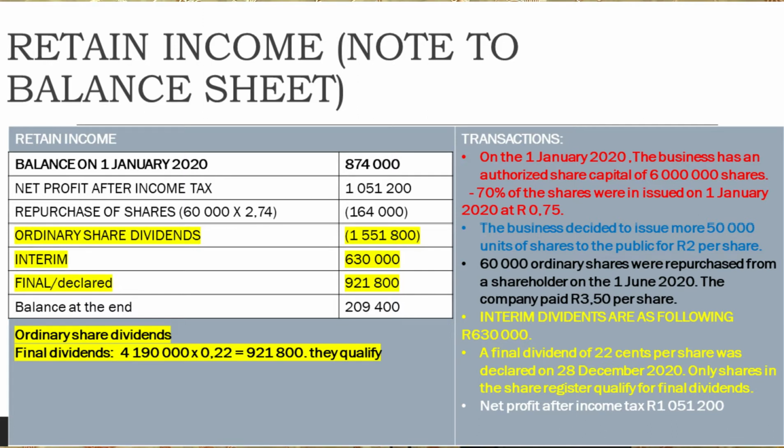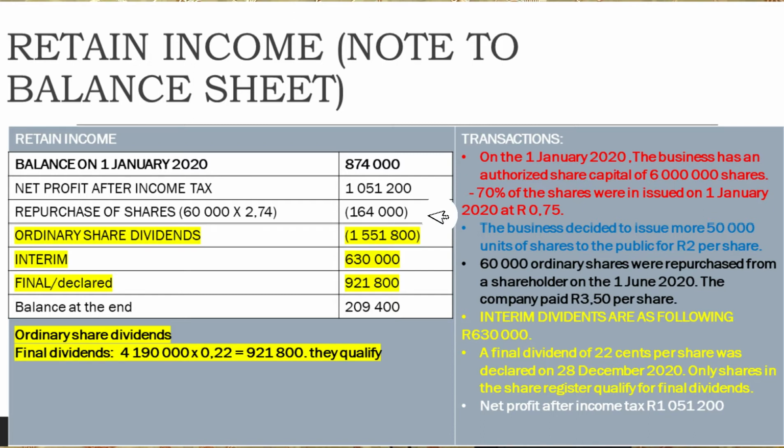And then we have repurchase of shares. We are no longer using the average price, but we are using the difference that we retained from subtracting our market price with our average price.